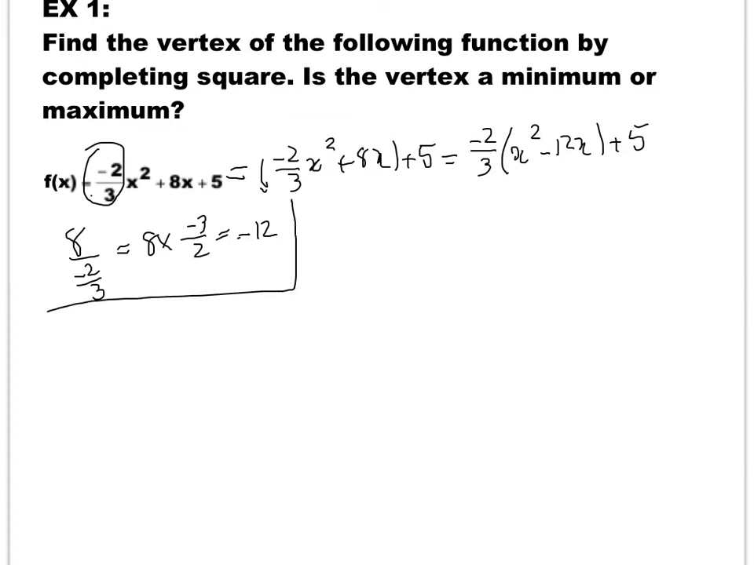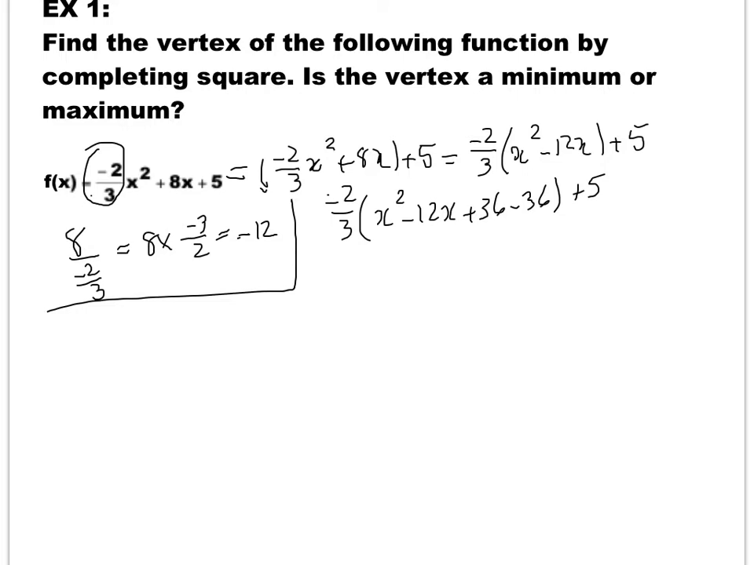So we are going to have negative 2 over 3 times x squared minus 12x plus 36, and then subtract 36, plus 5. And since you are adding and subtracting 36, nothing is changed.